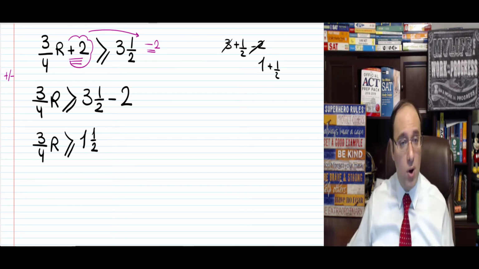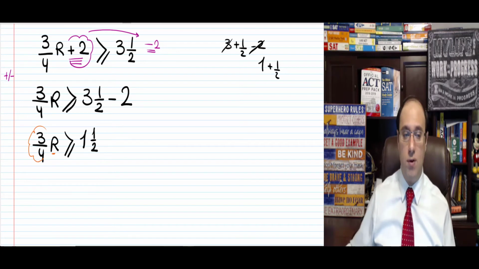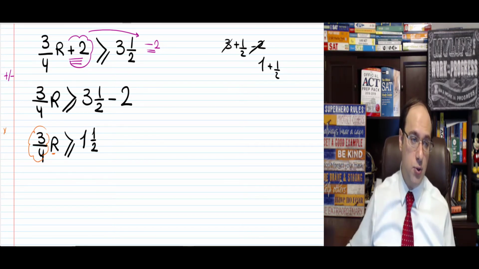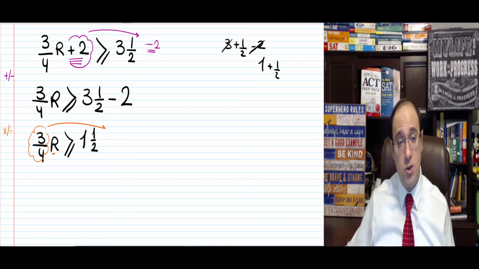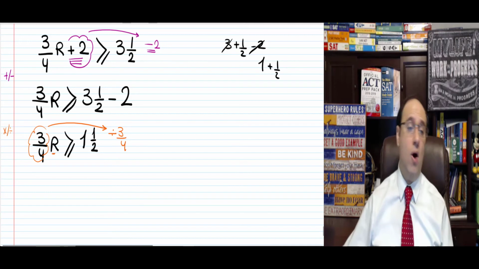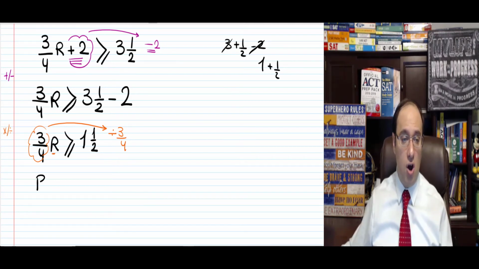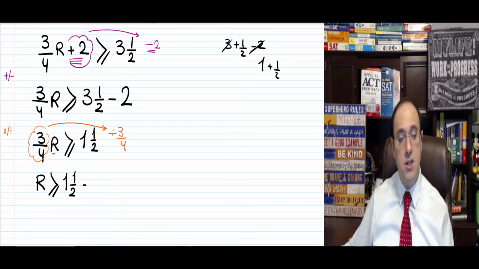Easy. Now, we want to get r by itself. In order to get r by itself, we need to get rid of the 3 over 4. 3 over 4 is multiplication or division. Remember the second step: 3 over 4 times r, which means r times 3 over 4, goes to the other side as divided by 3 over 4. Now I rewrite this as just r, because I got rid of the 3 over 4, is greater than or equal to 1.5 divided by 3 over 4.